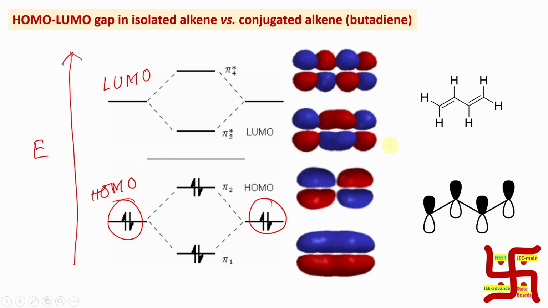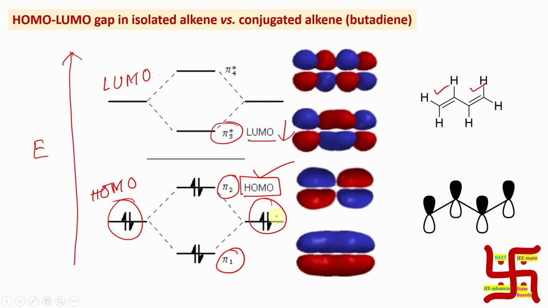Since they are in conjugation, the two HOMO of these two double bonds undergo conjugation. So what is the result? It results in one lower energy pi 1 and a relatively higher energy filled orbital pi 2. By the way, this is actually the HOMO of the new molecular orbital because it is occupied. Similarly, these two LUMO overlap and produce a lower LUMO, psi 3 star. Because of this conjugation, HOMO energy rises and LUMO energy comes down.